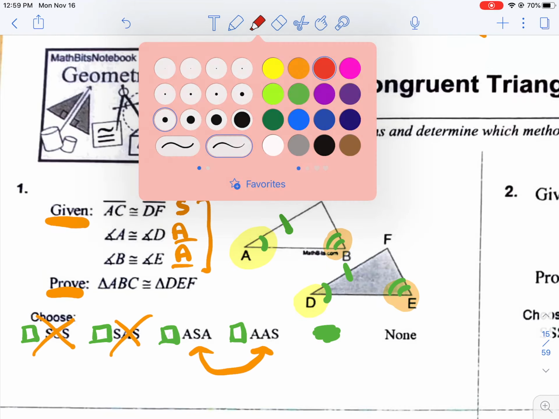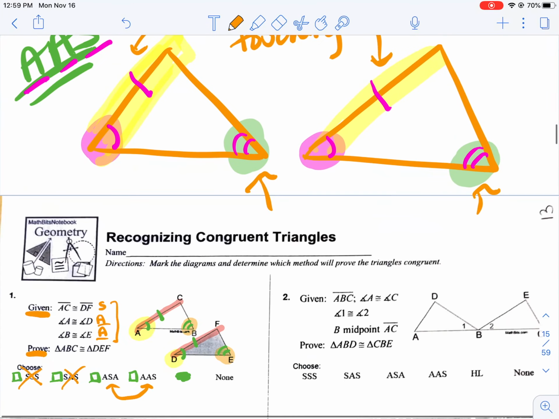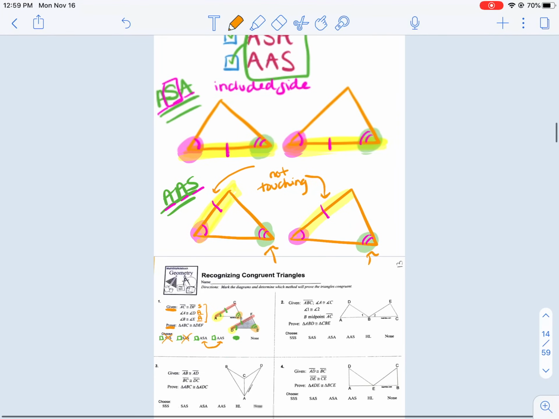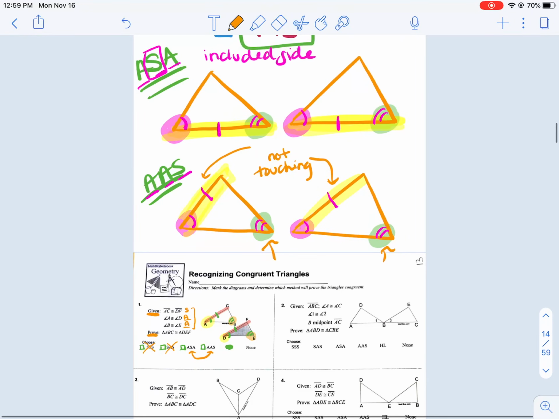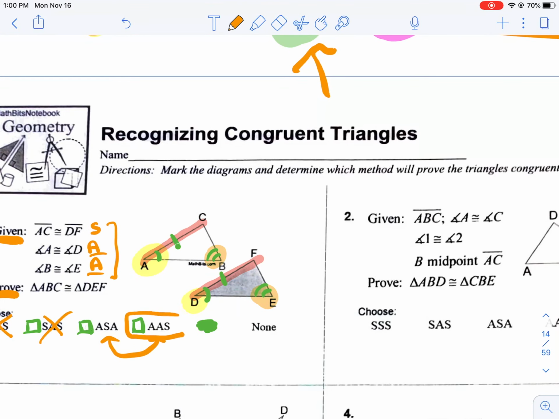Now I'm going to take my highlighter and highlight the congruent side. Is that red line touching all the angles? It's not, right? So I'm just going to go back and look at my picture. When we have not touching, that means the side is not included, right? Like up here, we had our included side. If we have not touching, that means it's going to be angle, angle, side.